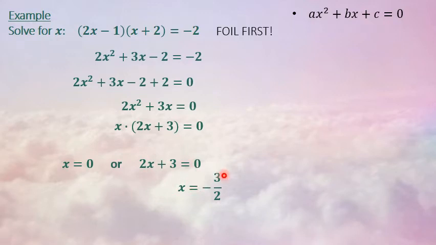Kick your 3 on over, it will become -3. Divide your 2x by 2. What you do to the left, you do to the right, you'll get your final answer as -3 over 2.